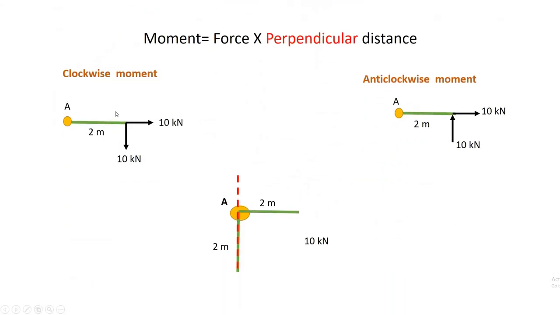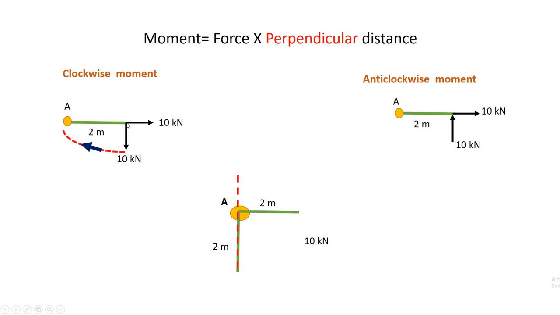Now, let us have very simple examples. Consider this 10 kilonewton first. Now tell me, what about the moment generated from this 10 kilonewton? Is there any moment? No, because the line of action of this force is passing through A point only. There is no perpendicular distance.